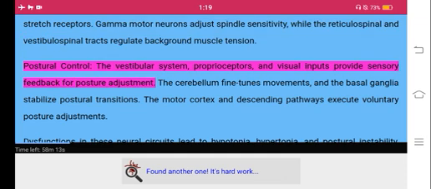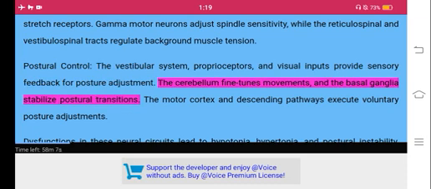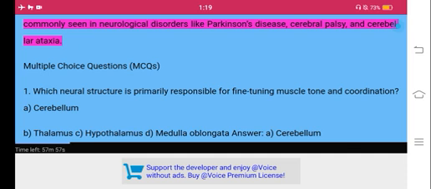Gamma motor neurons adjust spindle sensitivity, while the reticulospinal and vestibulospinal tracts regulate background muscle tension. Postural control: the vestibular system, proprioceptors, and visual inputs provide sensory feedback for posture adjustment. The cerebellum fine-tunes movements, and the basal ganglia stabilize postural transitions. The motor cortex and descending pathways execute voluntary posture adjustments. Dysfunctions in these neural circuits lead to hypotonia, hypertonia, and postural instability, commonly seen in neurological disorders like Parkinson's disease, cerebral palsy, and cerebellar ataxia.